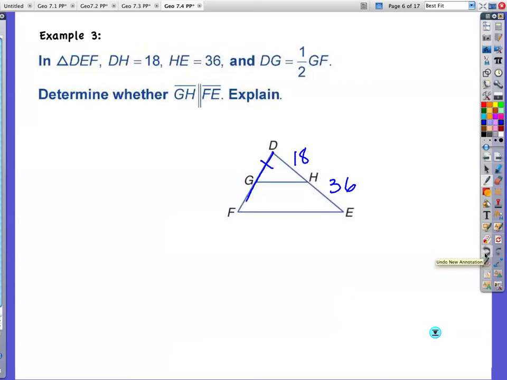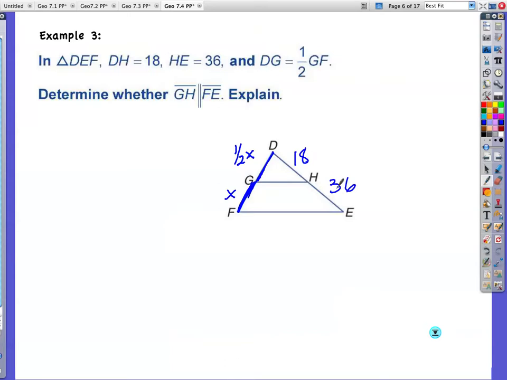Undo. Mrs. Talley made a big mistake there. It's half of the full length of, or half of GF. So this amount right here, I don't know, so I'm going to put X. This part right here is 1/2 of that. Oh, look at that, determine if they're parallel. Well, is 1/2 of X equal to 18 and X equal to 36?